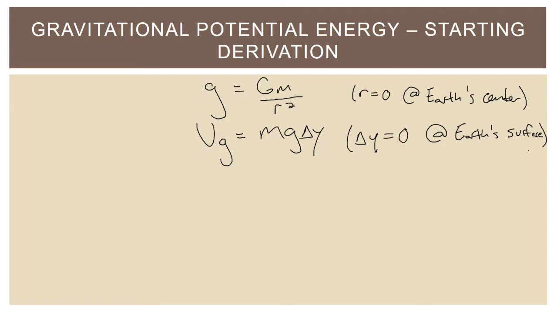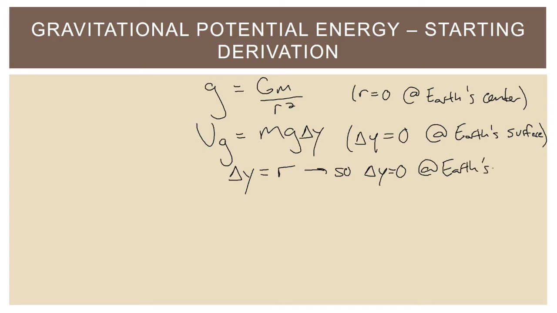And so what we're going to do here is recognize that since we can play around with what we call zero in the gravitational potential energy equation, but not with the acceleration due to gravity equation, we're going to say that delta y now equals zero at the Earth's center. And so essentially for the purposes of this equation, delta y is going to equal r. That delta y equals zero at the Earth's center.